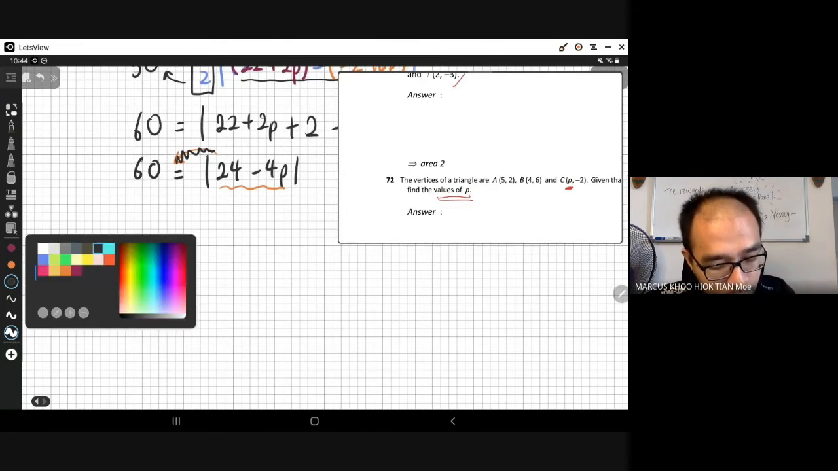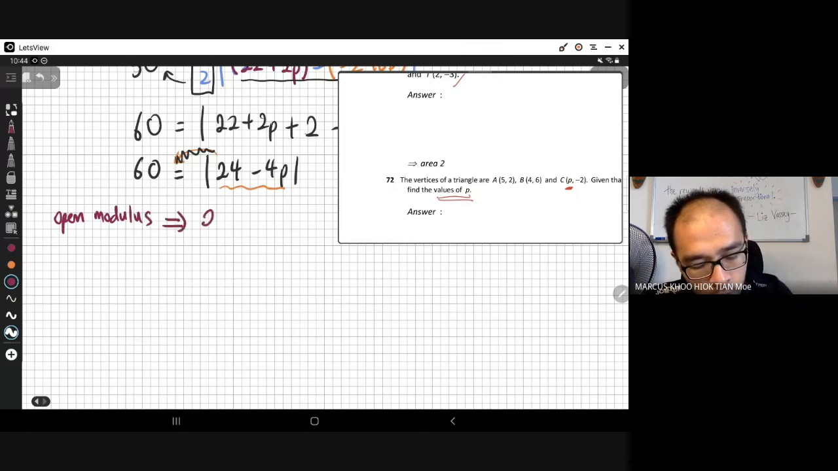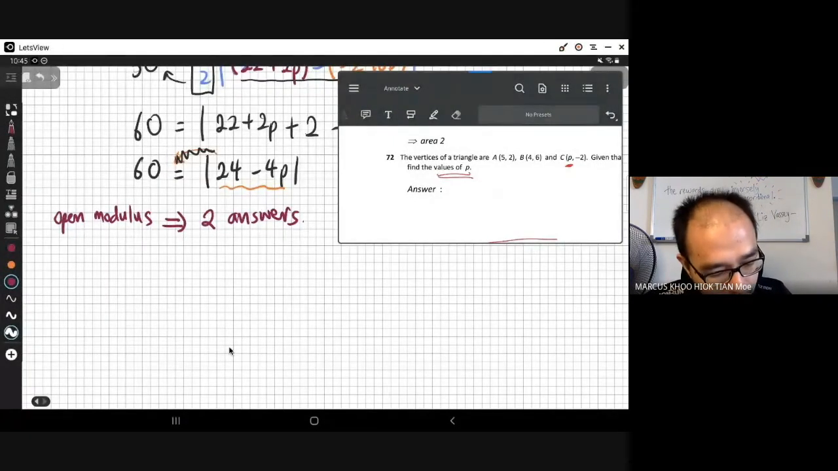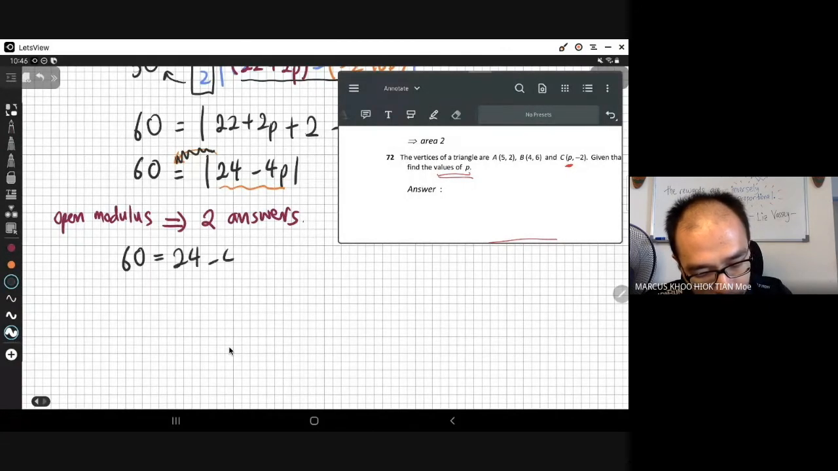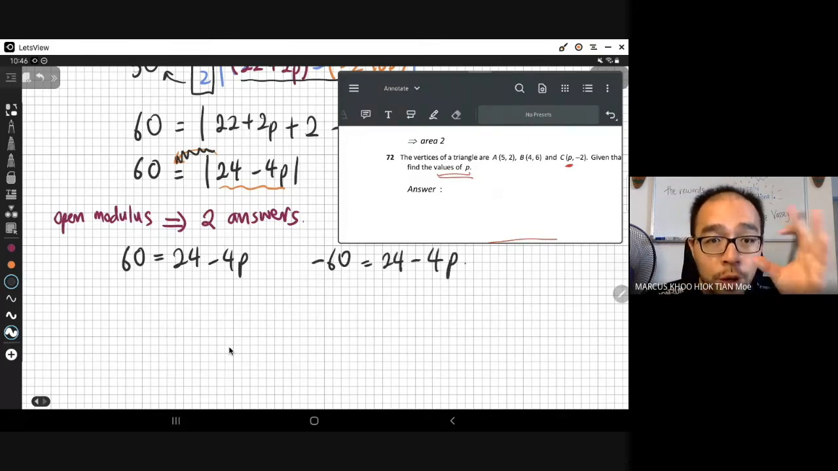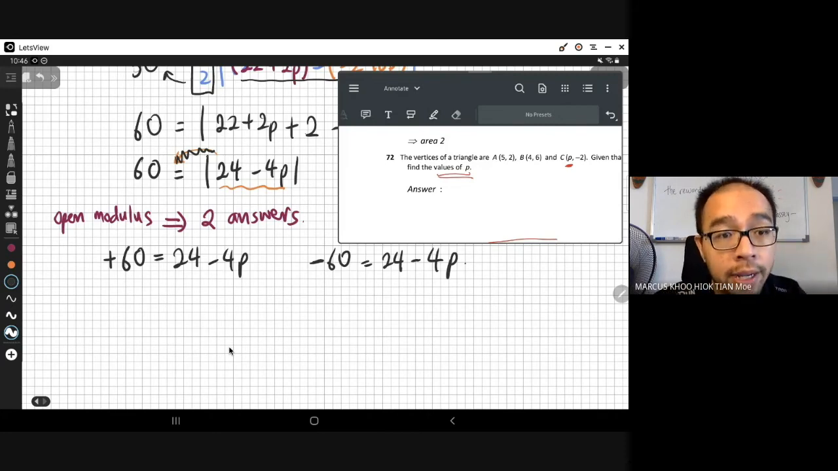Okay, now make a note, everybody. When you open the modulus, you will have two answers. So this 60 equals to 24 minus 4p will have a second answer, which is negative 60 equals to 24 minus 4p. When you open the modulus, you have two answers. One will be positive 60 and another one will be negative 60. And then only you can find the value of P.